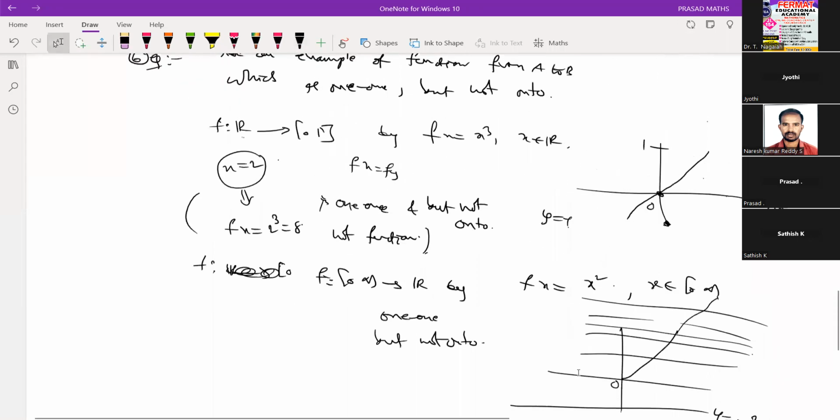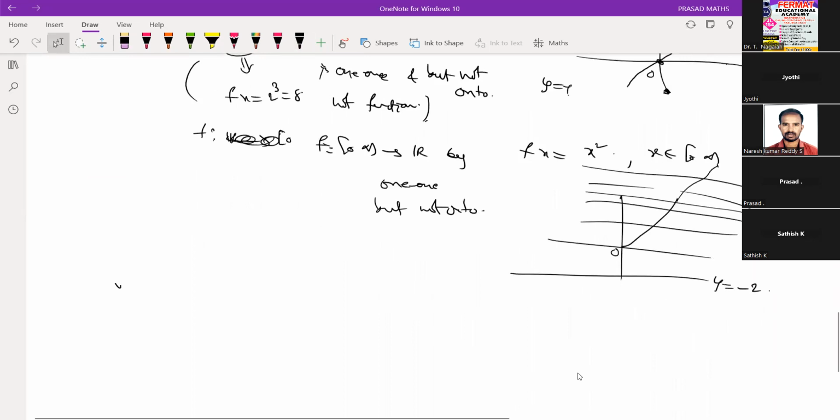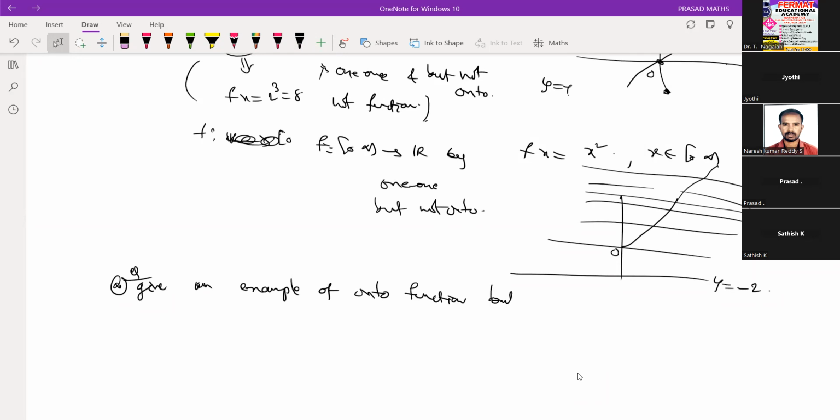So now give me an example. Give an example of an onto function but not one-one.